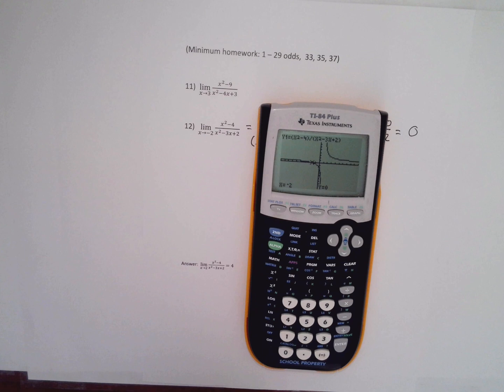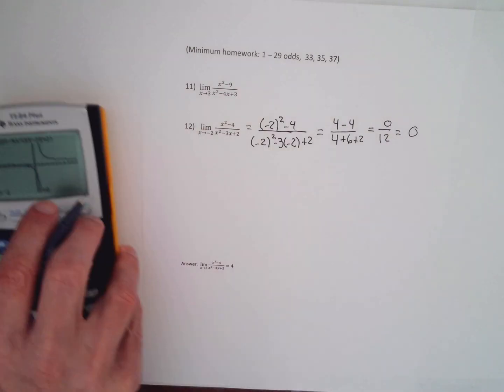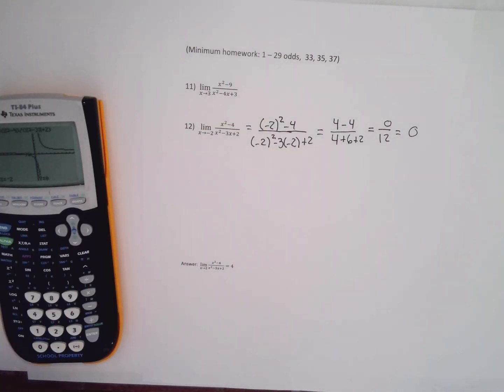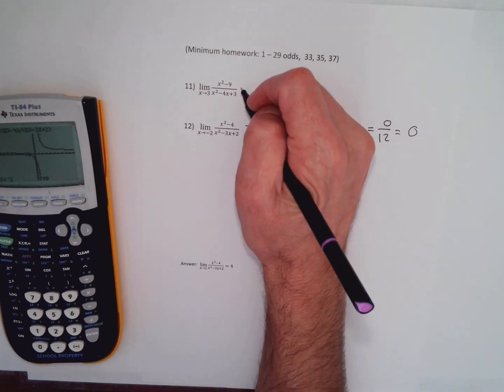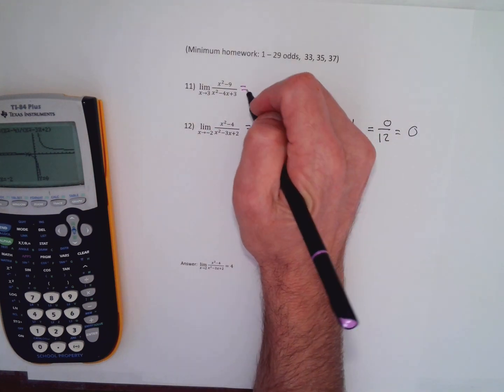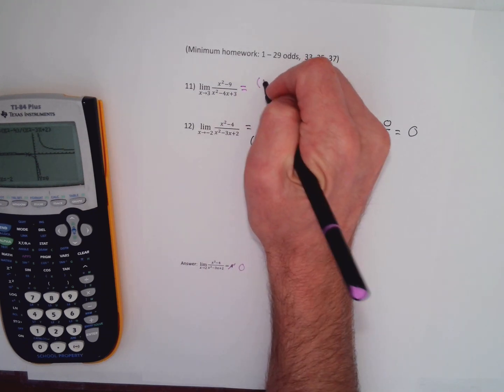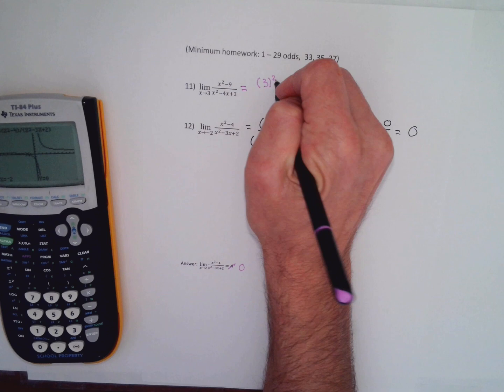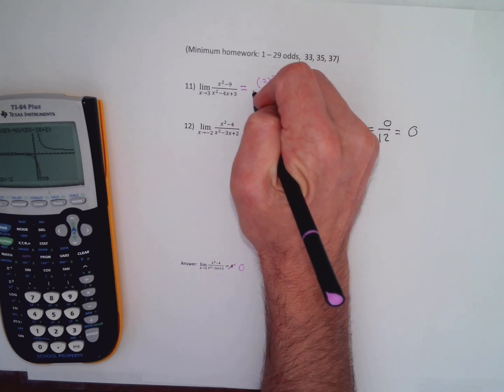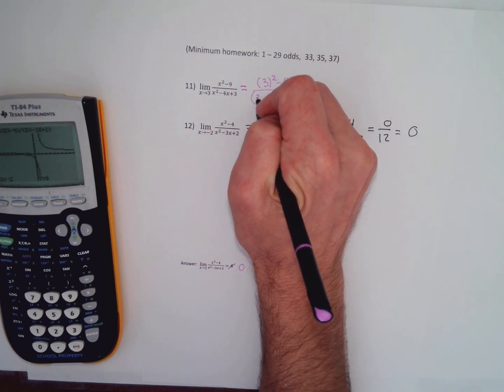Let's do 11 because I don't think this is what I want to have happen. So let's work on 11 since it's on this page. For 11, I want to find the limit as x approaches 3 of that fraction. So I'm going to plug in 3 for the x in the numerator and 3 for both x's in the denominator.